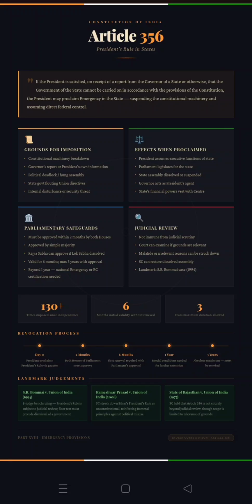So we will be continuing the Article 356 Part 2. So far we have discussed what the grounds for President's rule are, what President's rule is, and what the parliamentary safeguards placed in place for Article 356 are.